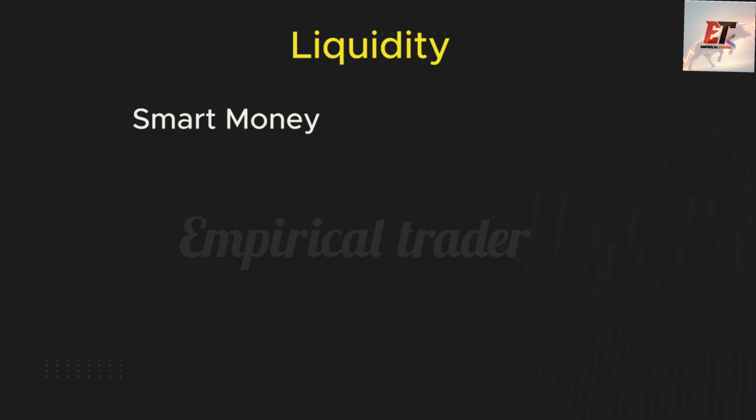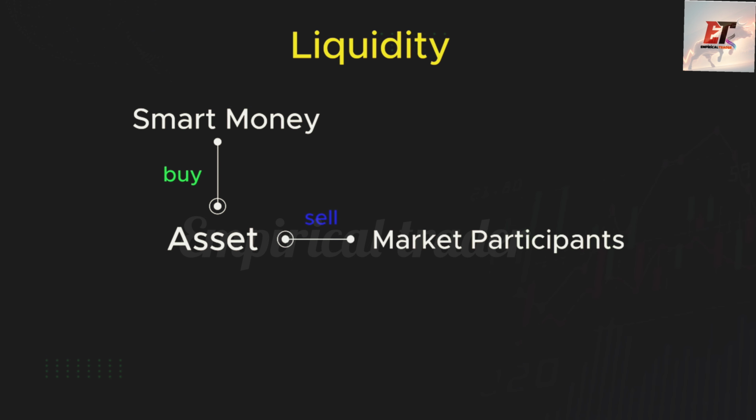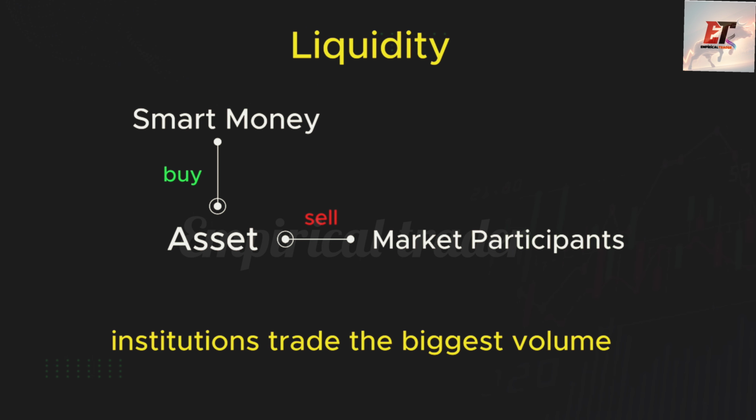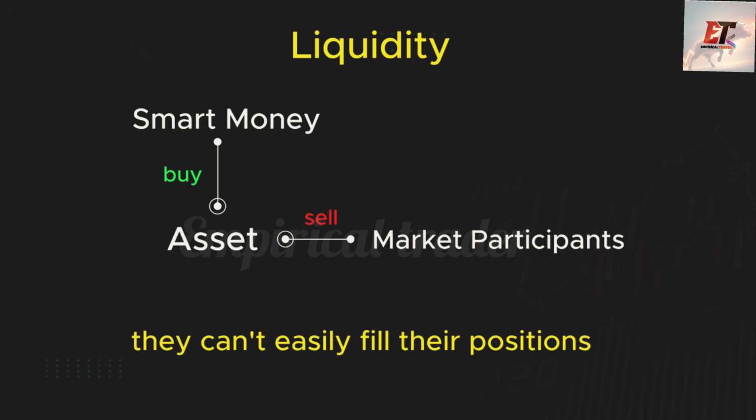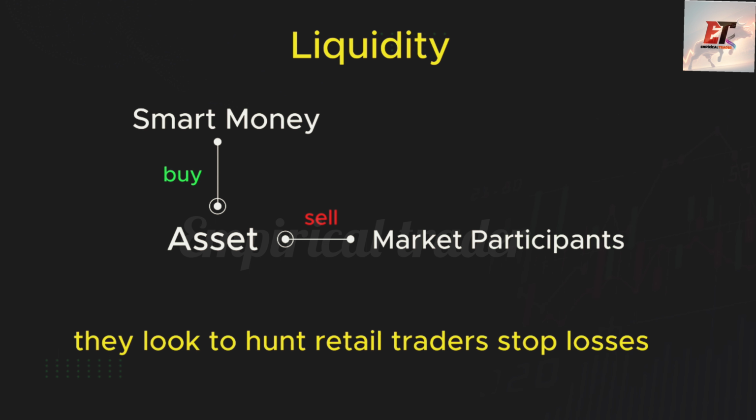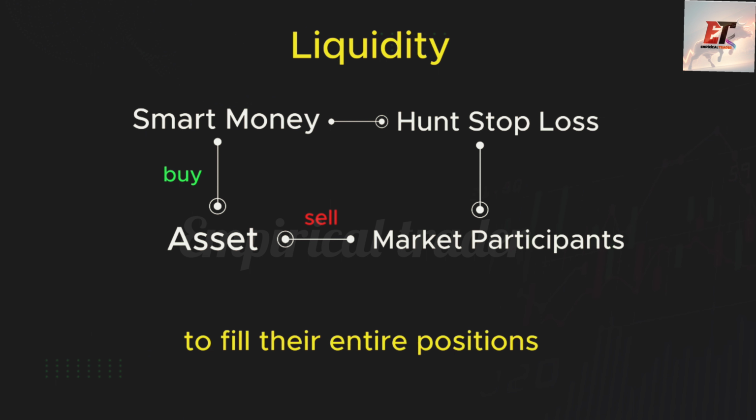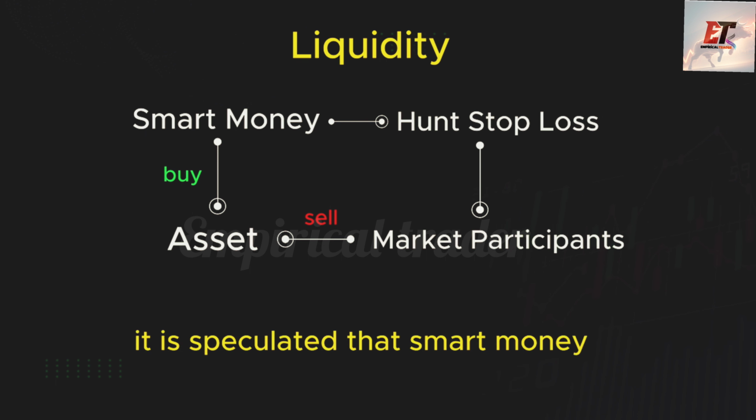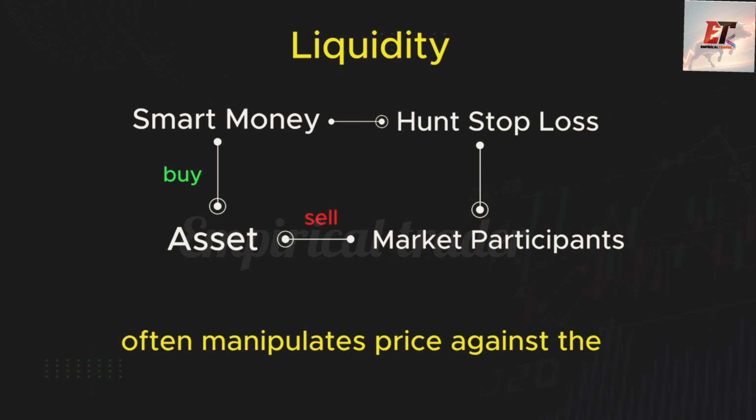It starts by smart money showing interest in buying an asset. For their orders to be executed, they need market participants to sell the exact amount smart money wants to buy. And since institutions trade the biggest volumes, they can't easily fill their positions. To do so, they look to hunt retail traders' stop losses, using them as liquidity to fill their entire positions. It is speculated that smart money often manipulates price against the retail trader, deceiving and punishing traders against their positions.